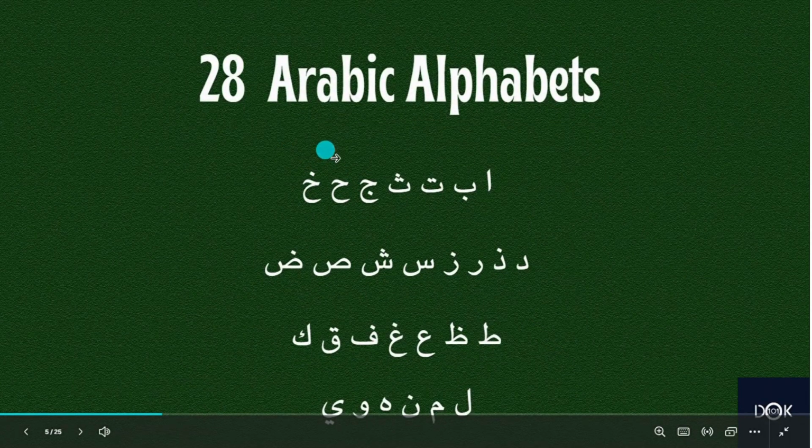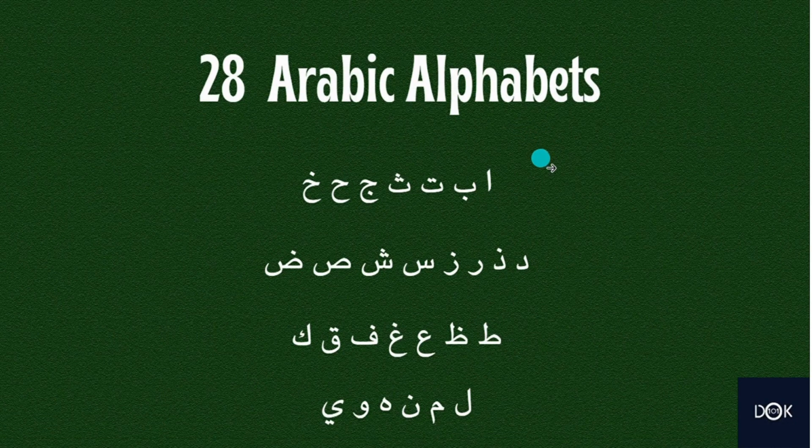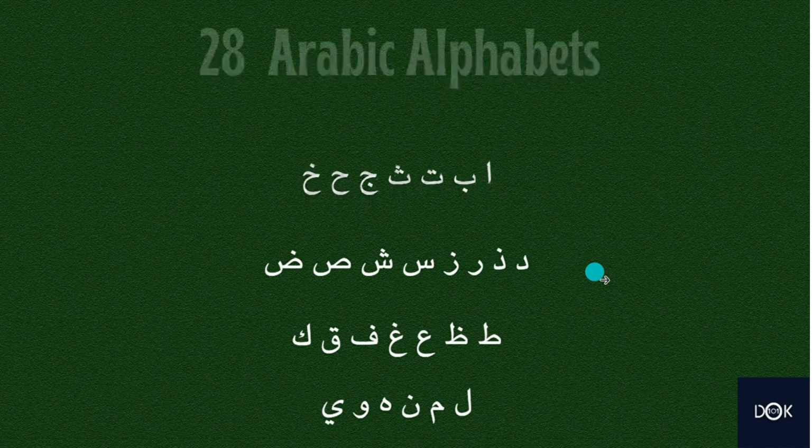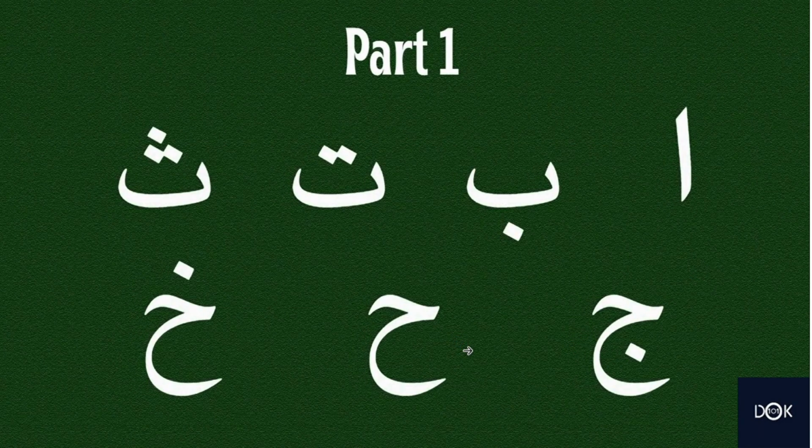Now, there are 28 Arabic alphabets, and learning all 28 might seem daunting, but don't worry. I've broken them down into 4 manageable parts. Whether you are a complete beginner or just brushing up on your skills, this lesson is perfect for you. So let's get started. In today's lesson, we'll be covering the first 7 letters in detail.